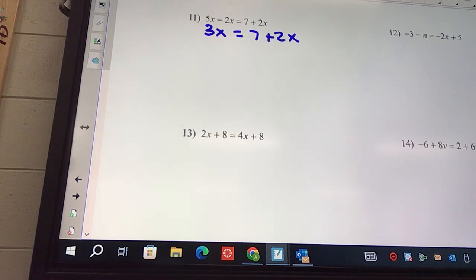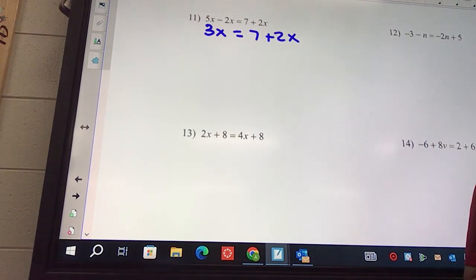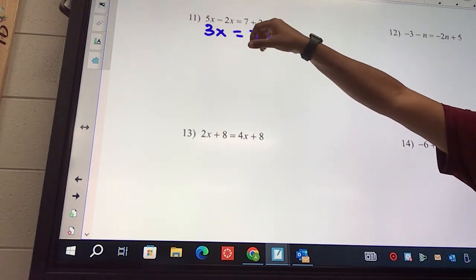Now it looks weird, but let's think about what we're doing. Where do letters go? To the left side. Where do numbers go? To the right side. Is 3x a letter or a number? Letter, so it's going to stay over there. So we've done that side, that checks out. What about the 7? Is that a letter or a number? A number, and it's on the right side, and they're supposed to stay on the right side.